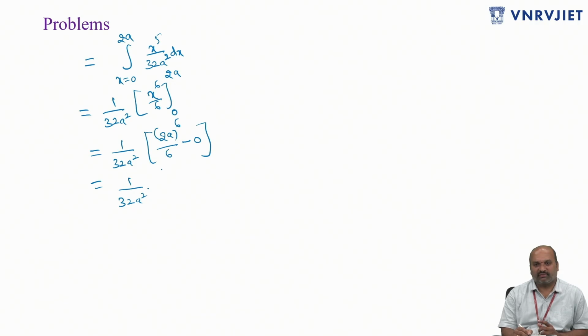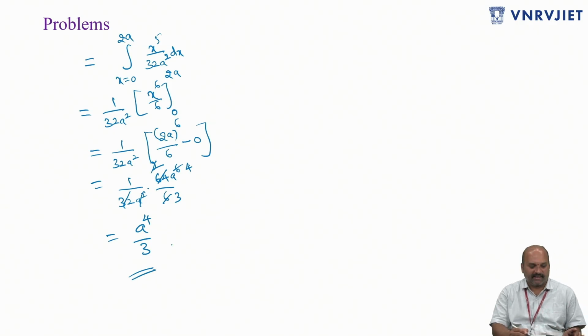See, 2 square is 4, 2 power 3 is 8, 2 power 4 is 16, 2 power 5 is 32, 2 power 6 is 64. So it is 64a to the power of 6 divided by 6. Let's make the cancellations. 32 into 2 goes 64, and a square cancels. So finally we get the answer as a to the power of 4, 2 by 3, so therefore 2a to the power of 4 divided by 3. So this is the value of the integral.